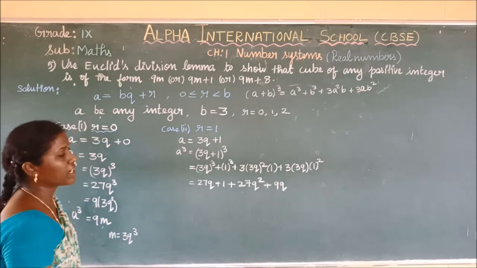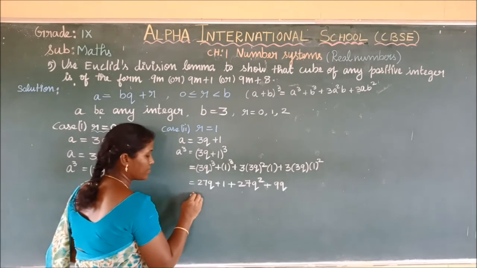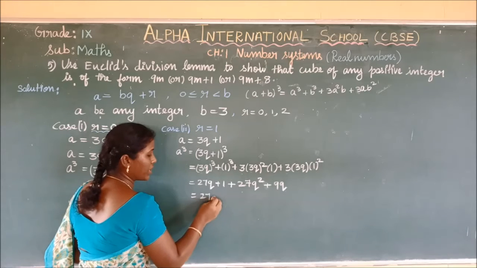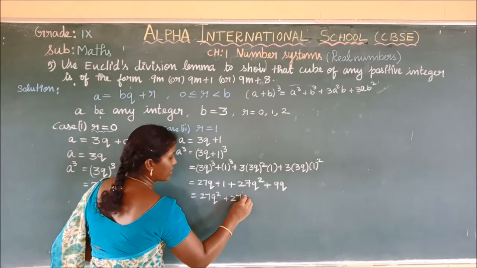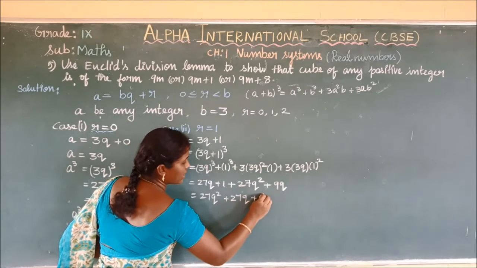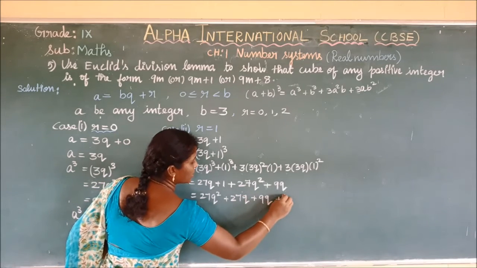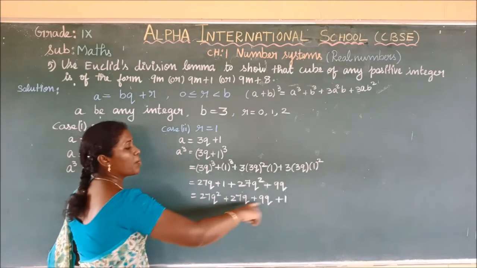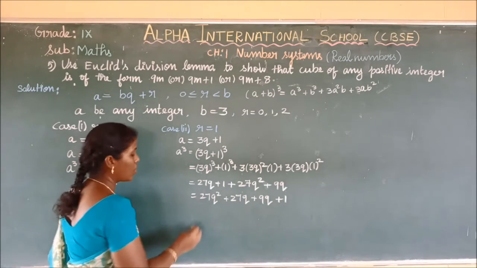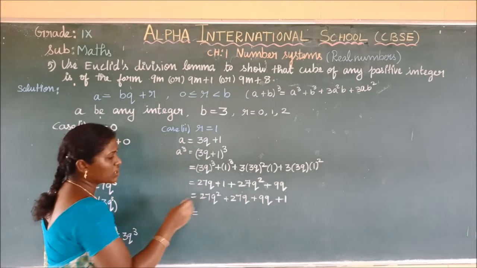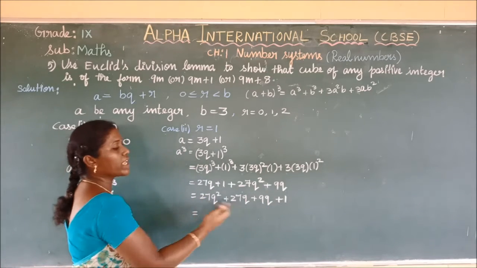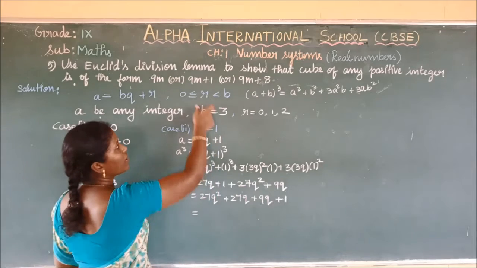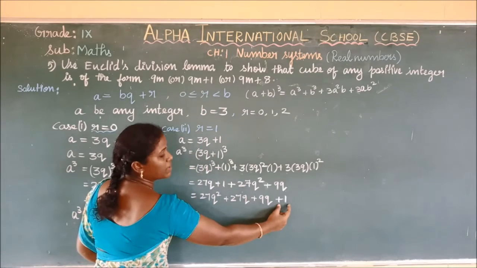After this expansion, just arrange in order. So what will come first? 27 q cube plus 27 q square plus 9q plus 1. I am taking the order of powers of q. Now, is it possible to take 9 common? Yes. See the first 3 terms, here we can take 9 common. The second one you have to write is 9m plus 1, since plus 1 is already there.